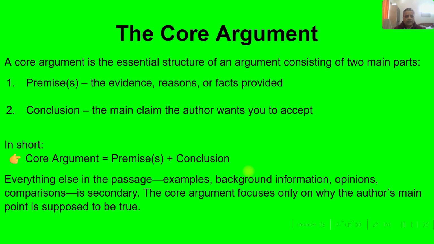So what's the core argument? A core argument is the essential structure of an argument consisting of two main parts: premises, the evidence, reasons, or facts provided; and conclusion, the main claim the author wants you to accept. In short, core argument is equal to premises plus conclusion. Everything else in the passage, examples, background information, opinions, comparisons, is secondary. The core argument focuses only on why the author's main point is supposed to be true.